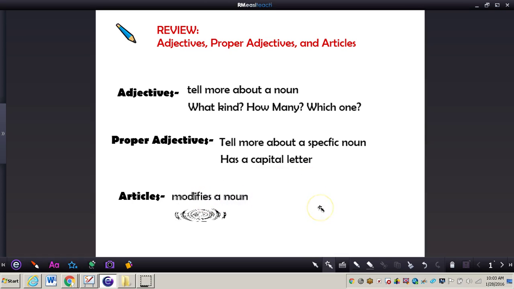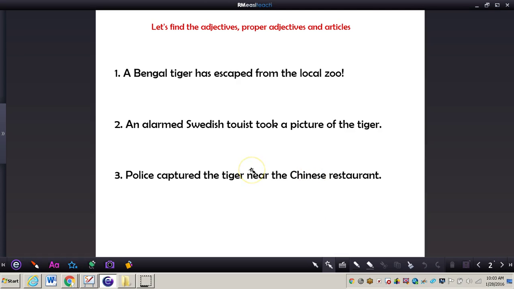And articles, what they do, they modify a noun. For example, a, an, and the. So let's take a look at some sentences here. We want to find the adjectives, proper adjectives, and also the articles. So in this first sentence it says, a Bengal tiger has escaped from the local zoo. So we can see first of all the articles in this sentence. You can see a is an article and also the is an article.